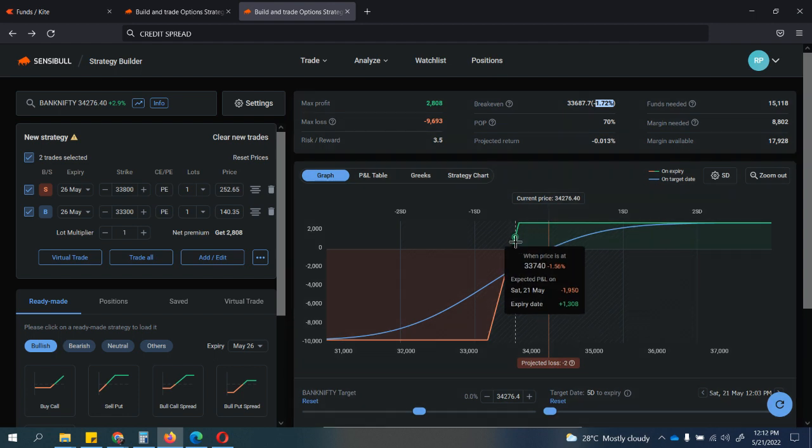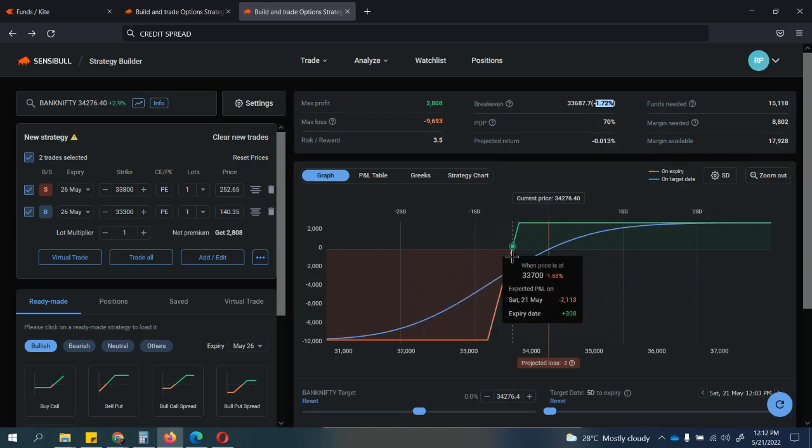See, 1,300, even if the market is falling, you are into 3,000. You'll start getting into losses only when your break even is breached. And even the loss, though your max loss is around 9,000, your maximum loss will be in this area. Once 33,300 is breached, this area. But from this area till this area, your loss will gradually increase, and this will be your maximum loss.